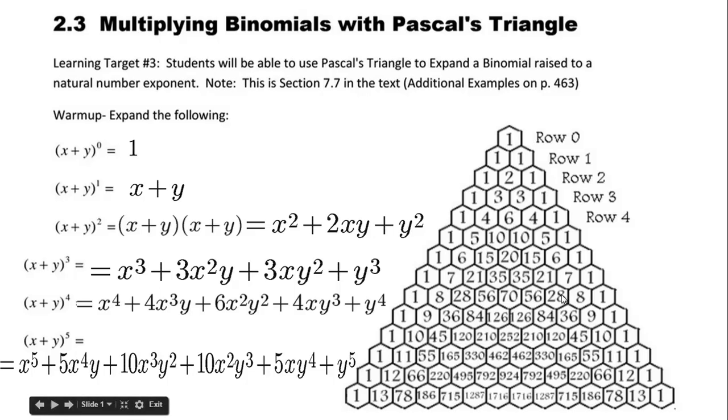If you're not sure how to generate Pascal's triangle, it really just starts with the 1. And then when you have numbers above, you just add them together and get the number below. So 1 plus 1 is 2, 1 plus 2 is 3, 10 plus 10 is 20. And that's how the triangle gets generated.